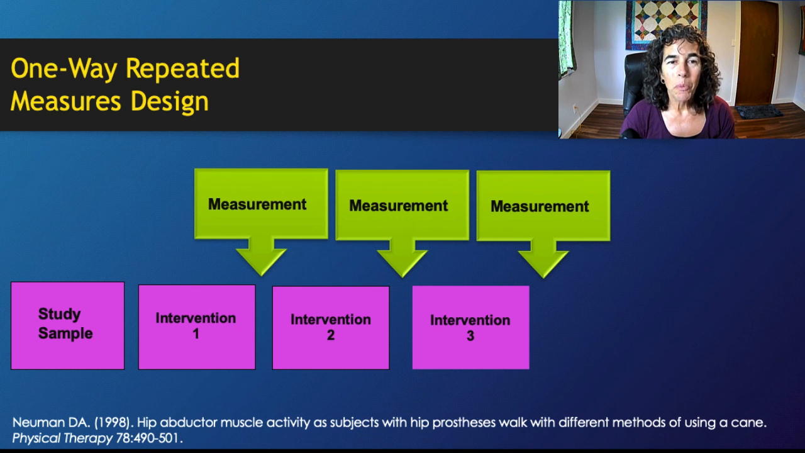Okay, next up, one-way repeated measures design. So we have a study sample, we have 3 interventions, and we have 3 points of measurement. And this was actually a study by Newman in 1998. It was hip abductor muscle activity as subjects with hip prostheses walk with different methods using a cane. So the interventions were different methods of walking, and they measured the subjects or participants after each intervention.